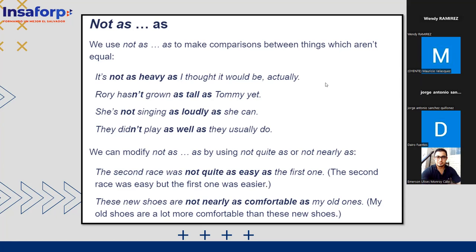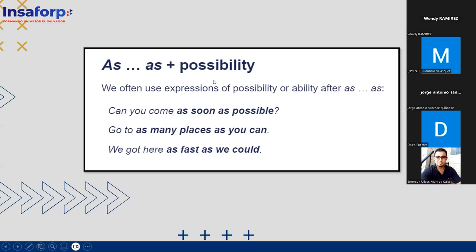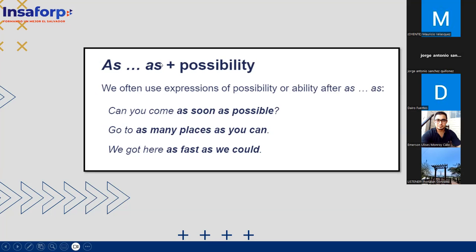All right, guys. The other scenario where we can use this type of comparison, as adjective as, is also to express possibility. You have this for equality, for differentiation, and now for possibility. It says, we often use expressions of possibility. Who can help me read this? I need a volunteer to read, please.